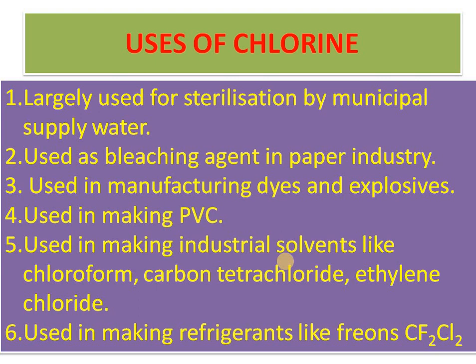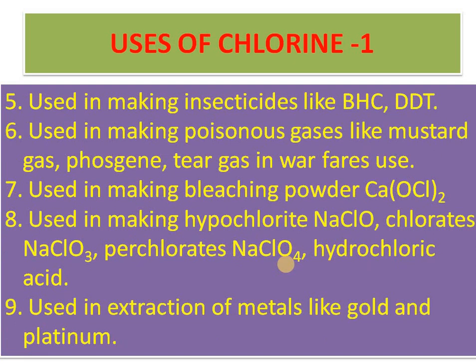Used in making industrial solvents like chloroform, CHCl3, carbon tetrachloride, CCl4, ethylene chloride. Ethylene means CH2, so hydrogen will be replaced with chlorine. Used in making refrigerants like freons. Further, it is used for making insecticides like BHC, benzene hexachloride, and DDT, dichloro diphenyl trichloroethane, and used in making poisonous gases like mustard gas, phosgene, tear gas in warfare. Used in making bleaching powder, used in making hypochlorite, NaClO, chlorates, NaClO3.